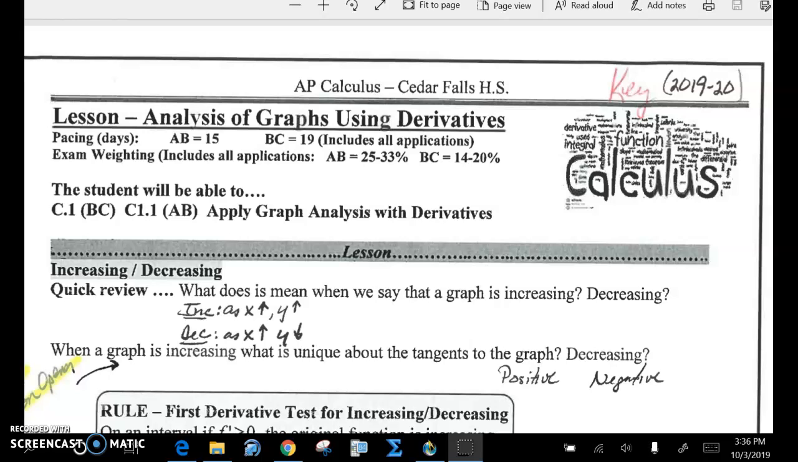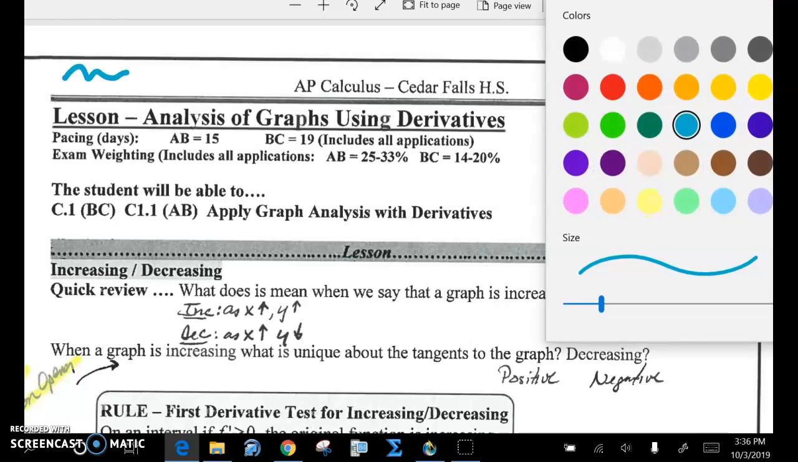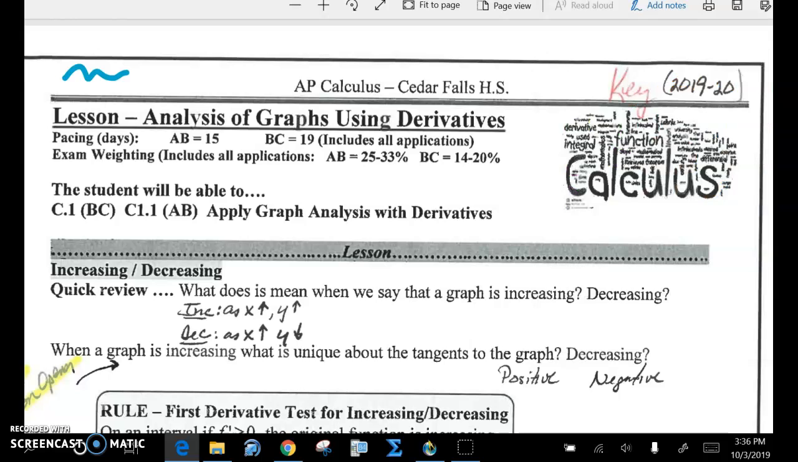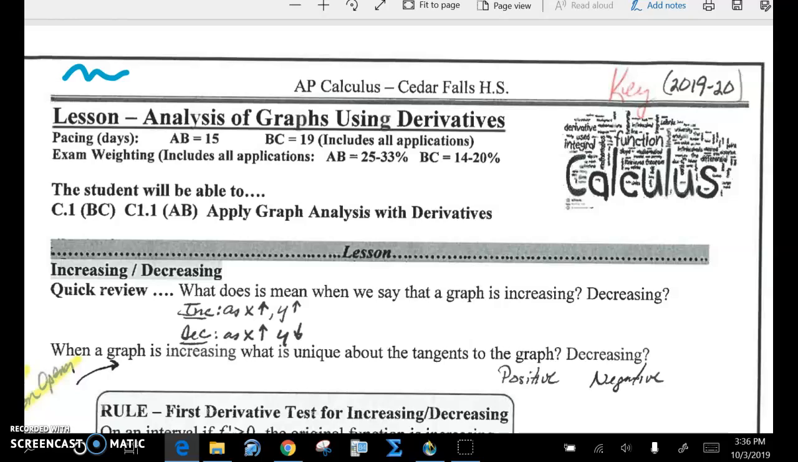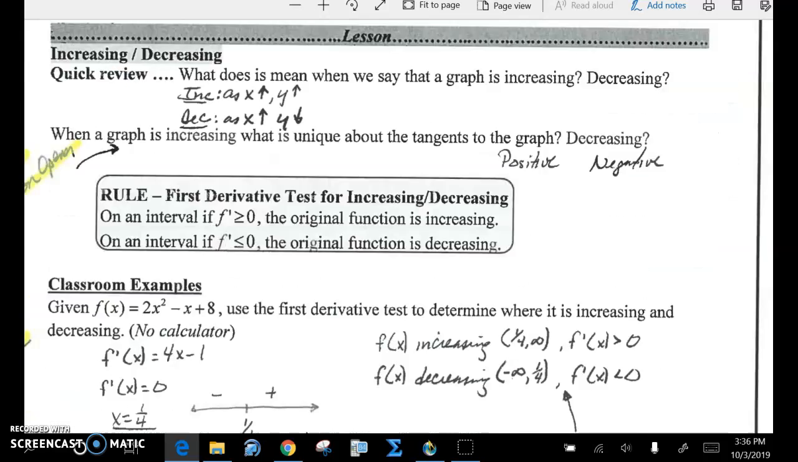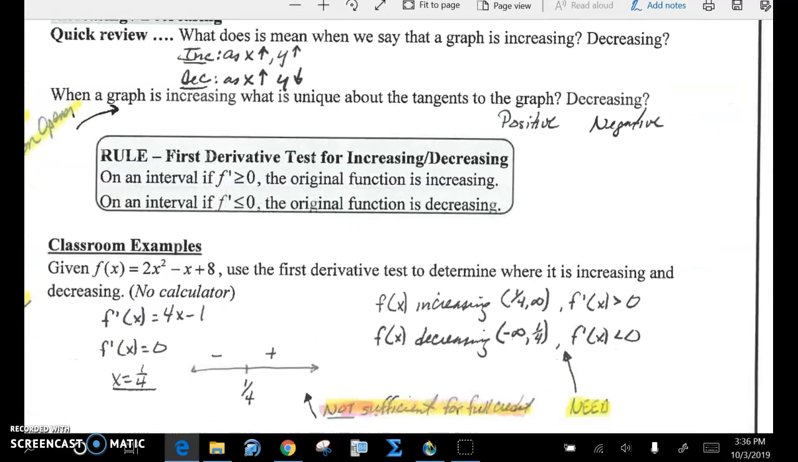All right, this is the intro to analysis of graphs using derivatives. This is actually a pretty big topic when it comes to the AP exam, so I want to make sure we take our time and really understand how to do this. Pick a color here that we like. We'll go with that one. All right, so first thing I'm going to do, and this is just an intro to it.